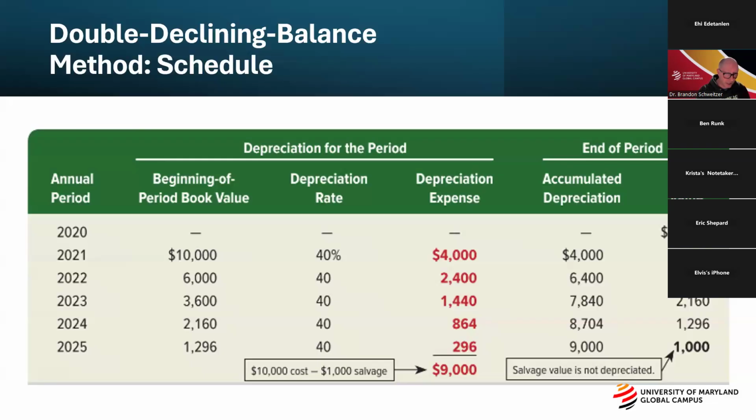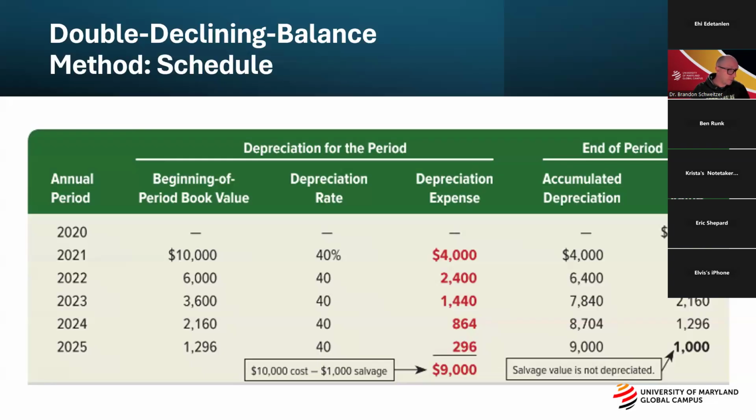Salvage value of the asset does not get depreciated. But that is the double declining balance method. Now you might be wondering, why might a company select double declining balance method over something like straight line or the units of production method?